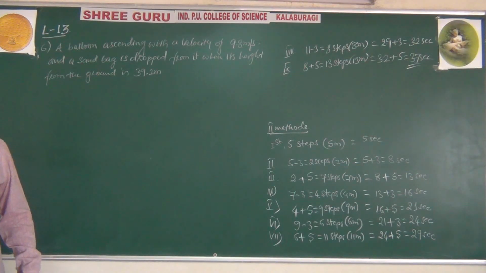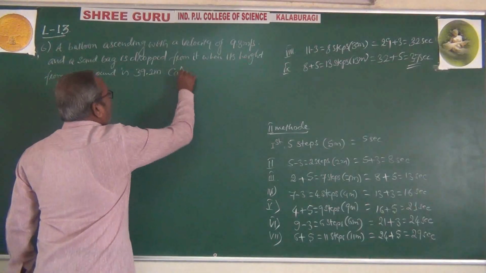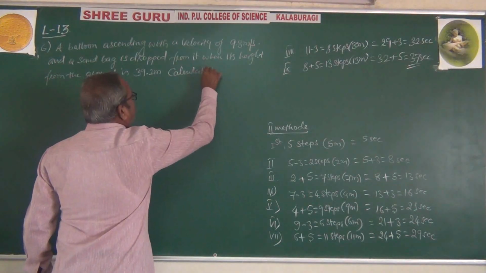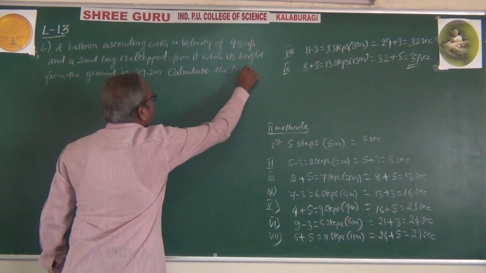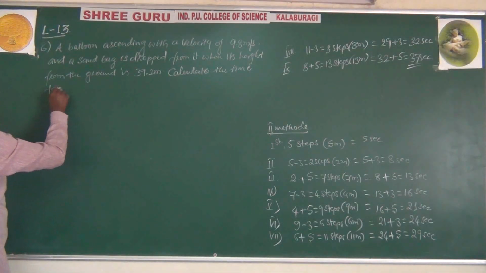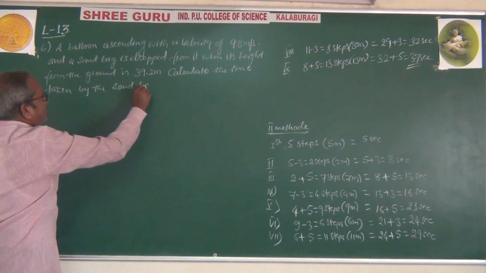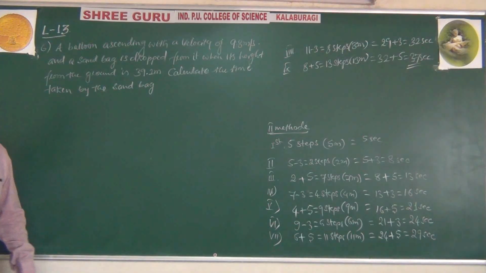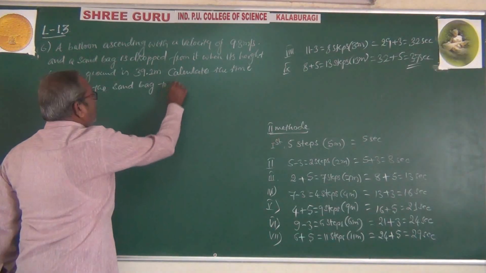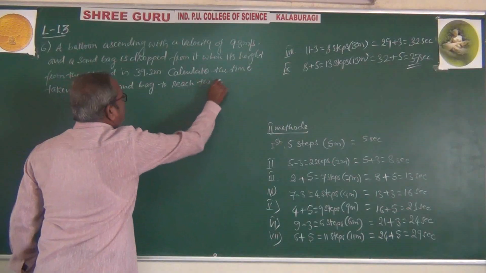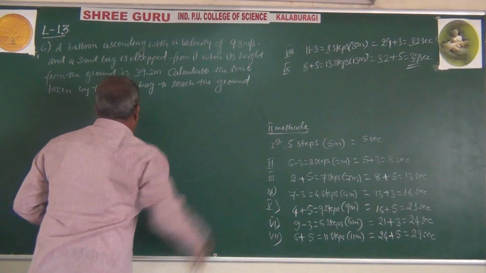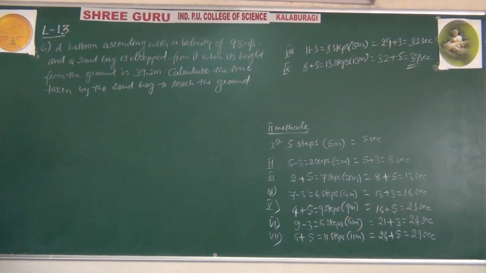Calculate the time taken by the sandbag to reach the ground. So that means here is the balloon ascending with a velocity. Balloon here, this is the ground level.